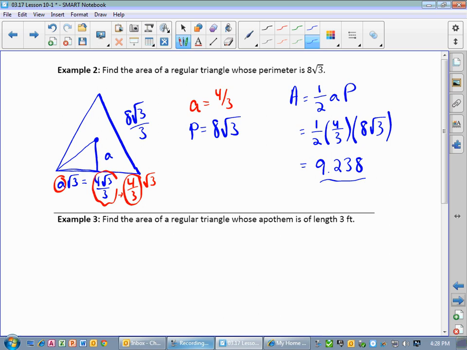So in the first problem, we were given the side length, which we can use to find the apothem and the perimeter. And in this one, we're given the perimeter, which we can use to find the side length, which then helps us find the apothem, right? So in general, the connection between all of these is going to be find the side length, and that'll lead you to the perimeter and the apothem. Okay.